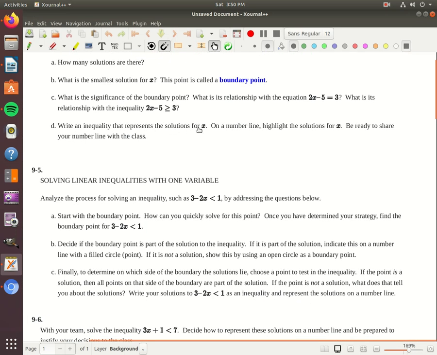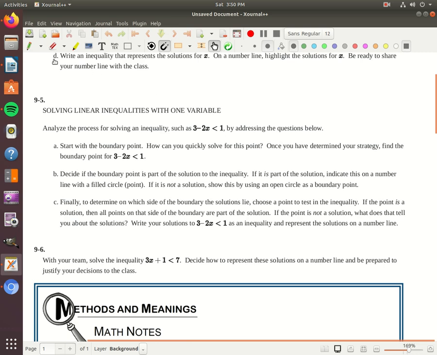Write an inequality that represents the solutions for x. I already did. I forgot what it was, but if you go back in the video a couple seconds, you'll find it. All right, 9.5. Solving linear inequalities. Analyze the process for solving the inequality below. Okay, this is a great question. So we need to talk about this as well.